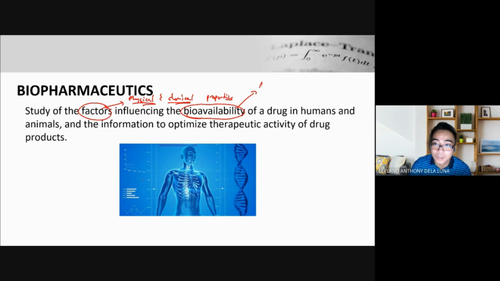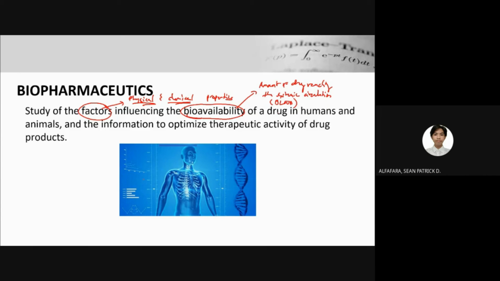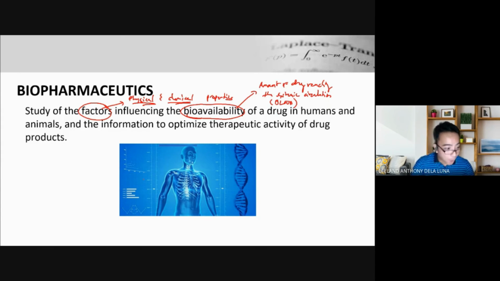Bioavailability, class, refers to the amount of drug reaching the systemic circulation. When I say systemic circulation, class, I'm referring to blood po. Yes, blood. Kasi nga class, anong sinabi natin? Ano bang goal ng mga gamot natin ulit? Especially for drugs whose intended effect is for systemic effects, ang goal niya ay to be distributed throughout the body. Yes, very good, Sean. Throughout the body, specifically, makapasok siya sa blood.